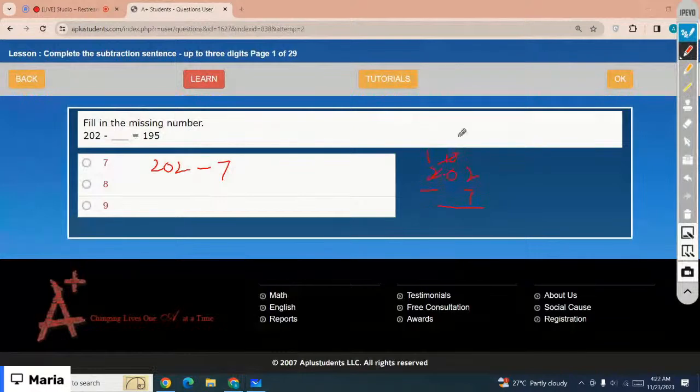When you borrow 1 from here, here you have 9 and here you have 12, right? So 12 minus 7 is 5. You have 9 and 1. So you can see 202 minus 7 is 195. That means the missing number is 7, right? When you are given the choices, you can do this. This is an easy method to do these questions, right? That is 202 minus 7 equals 195. Option number 1 is the correct option.